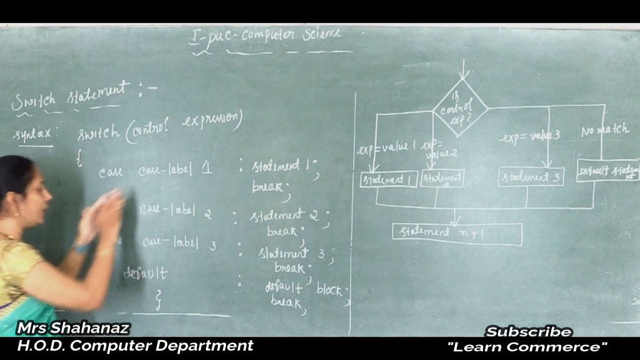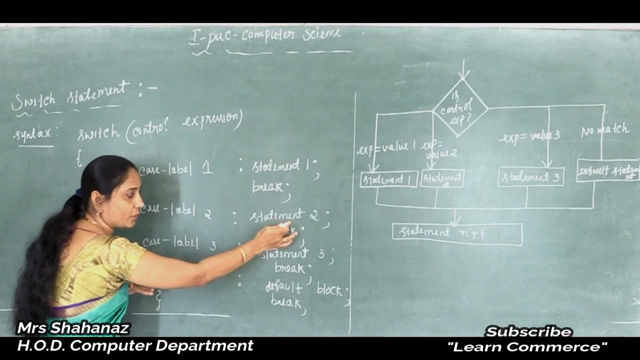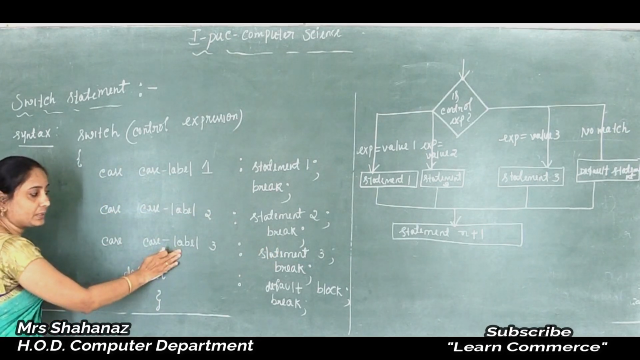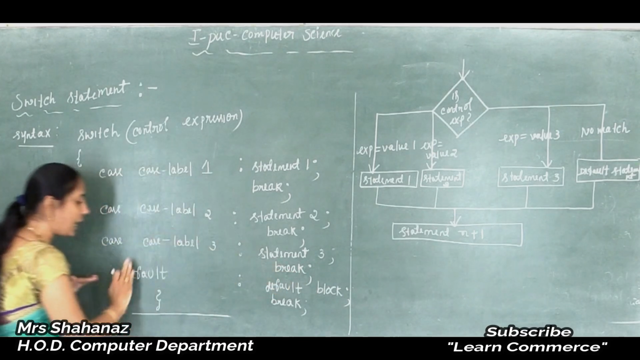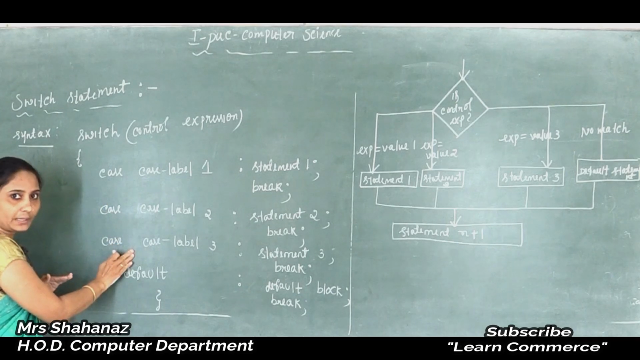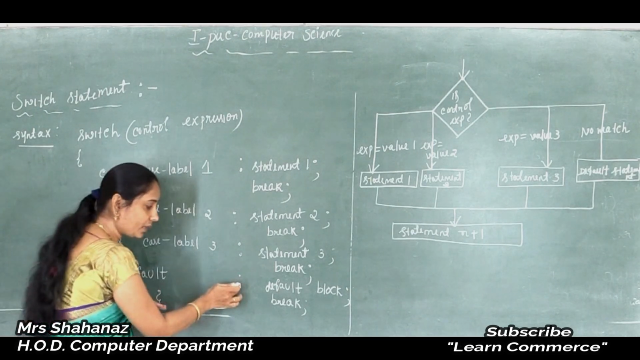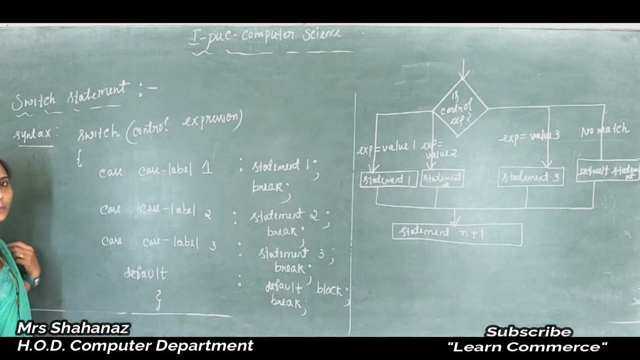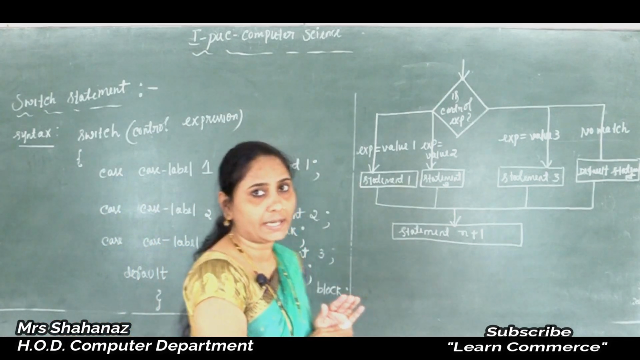Clear this one? And next, case label 2 colon, statement 2 semicolon, break semicolon. After that, case label 3 colon, statement 3 semicolon, and also break semicolon. And lastly, if no more case labels are there, it executes the default statement, which is optional. So default colon, default block semicolon, break semicolon, and the closing of the curly bracket. Now I have completed the syntax of our switch statement.